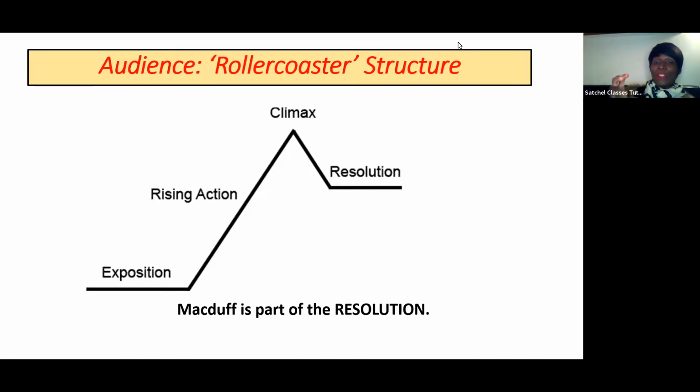So Macduff is actually part of the resolution, and Act 4 is the part where we start finding solutions and we start finding answers. It's the beginning of the downfall for Macbeth, and Macduff is one of the important key factors that is able to bring Macbeth to justice. Now, it's really important that we understand that he's not a real character in real life. Shakespeare's used him.